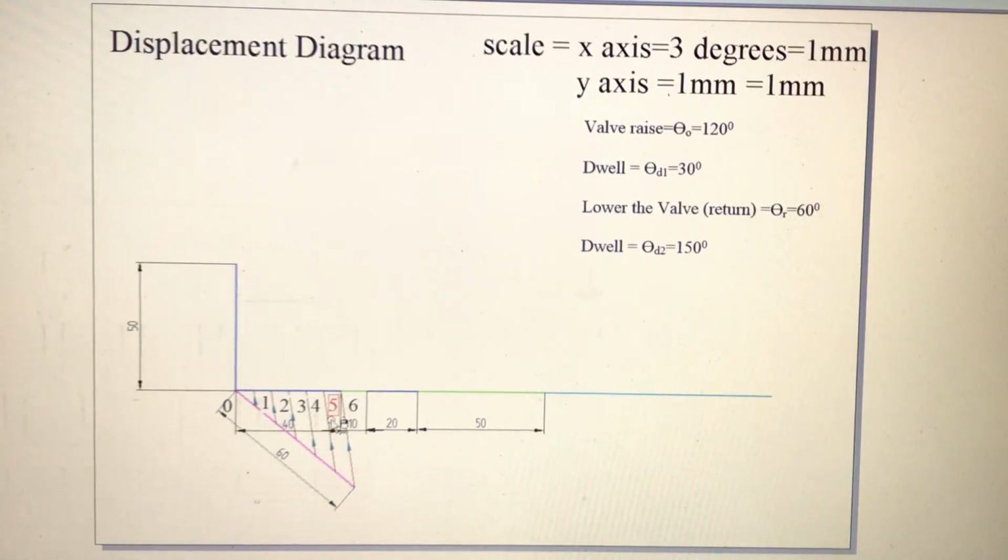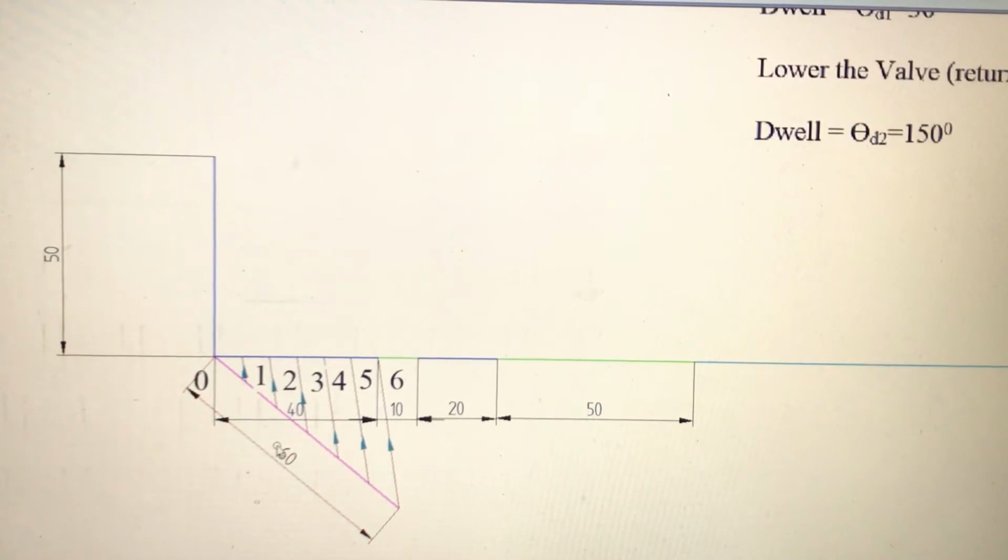In the next step, we need to divide angle of rise and angle of return into an equal, even number of parts. Let me take it as 6, or else you can take it as 8, depending upon your requirement. If you want more accuracy, you can take 8. If you want average accuracy, then you can take 6. 6 is enough. Here the angle of rise is 40 mm and the angle of return is 20 mm.